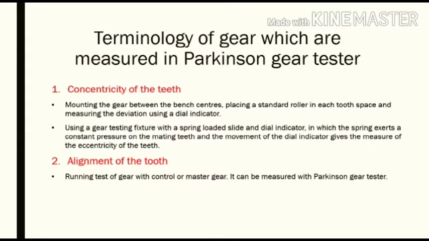Second point, alignment of the tooth. It is very important whether there is alignment of the tooth or not. Otherwise there could be problems of backlash or any type of problem like the meshing of the gear. So it could be known if we use the Parkinson gear tester. During the testing, if there is some type of noise created, we can know if the alignment of the tooth is proper or not, and we can also know which tooth is not aligned with the gear.